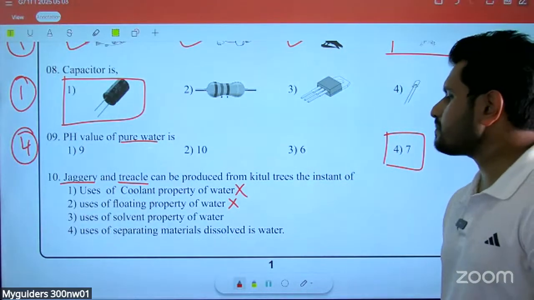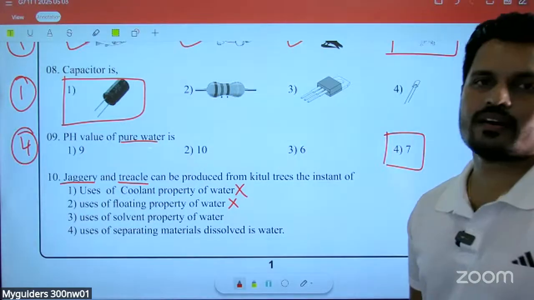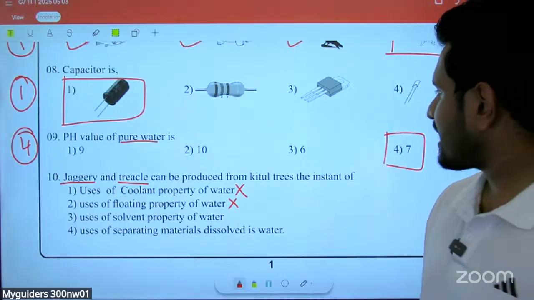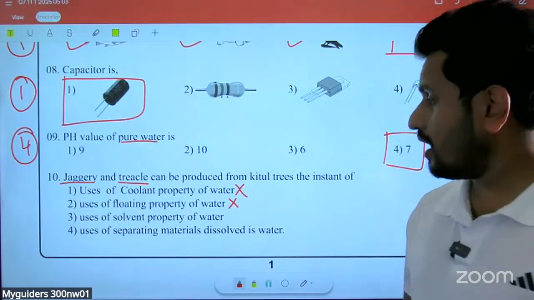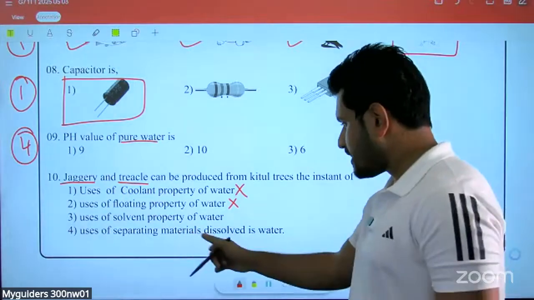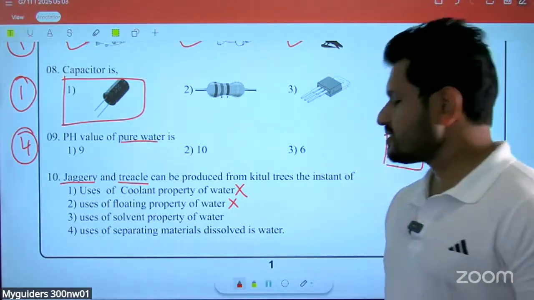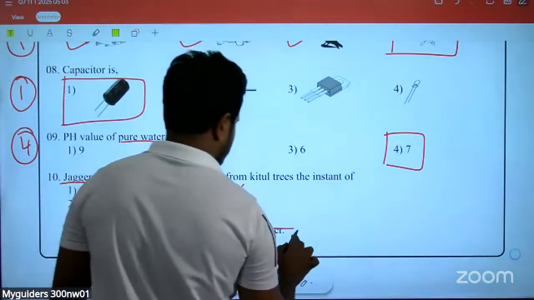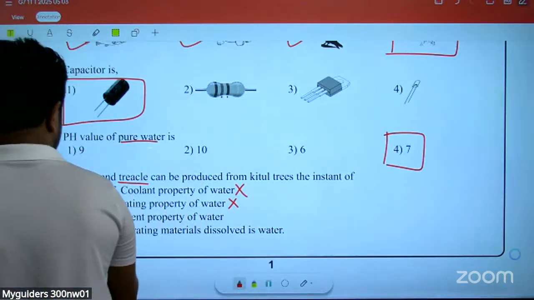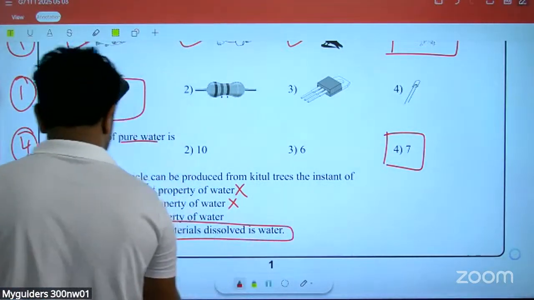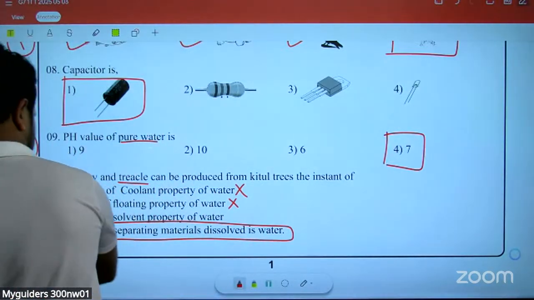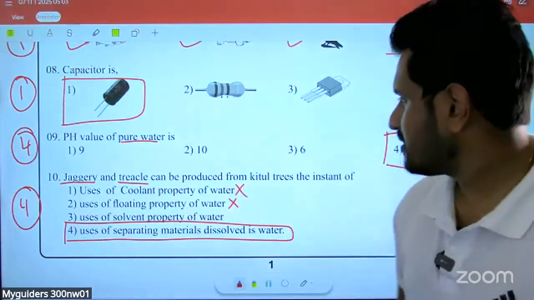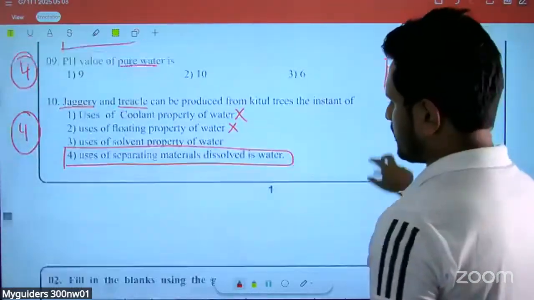Use of separating materials dissolved in water. Right. That means we can remove water first. We can remove water and we can isolate what? We can isolate sugar, right? Okay.